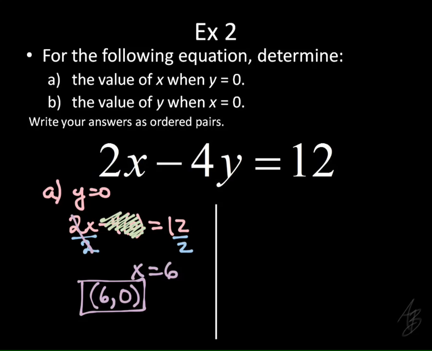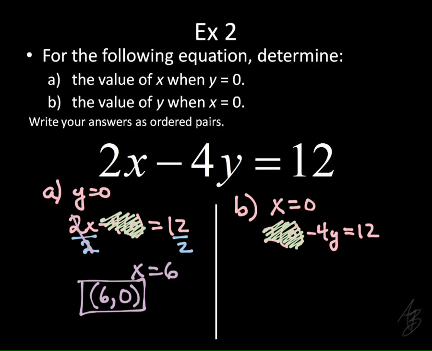How about y? Or part B? Who wants to help me with that? Go ahead, Aaron. Okay, good. So we're going to let x equal 0, which means the equation is going to look like what? Okay, good. So we have 2 times 0 minus 4y equals 12. And what's going to happen to that 2 times 0? Yeah, that's going to go away.